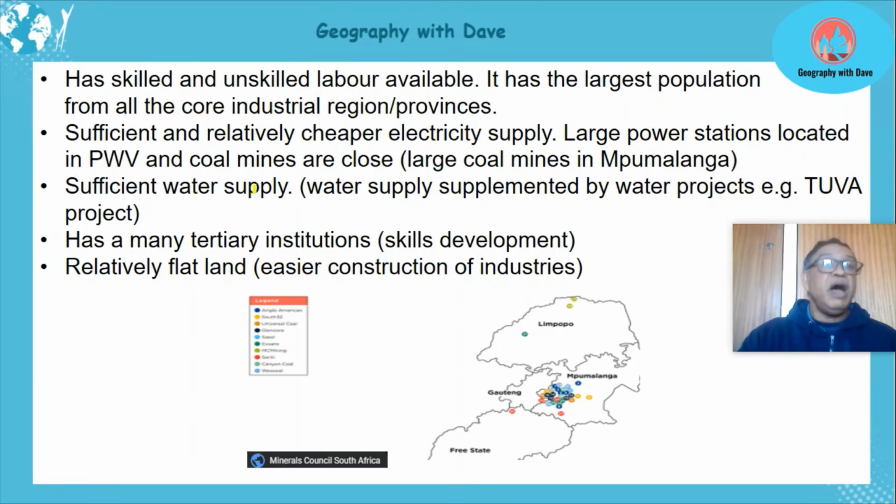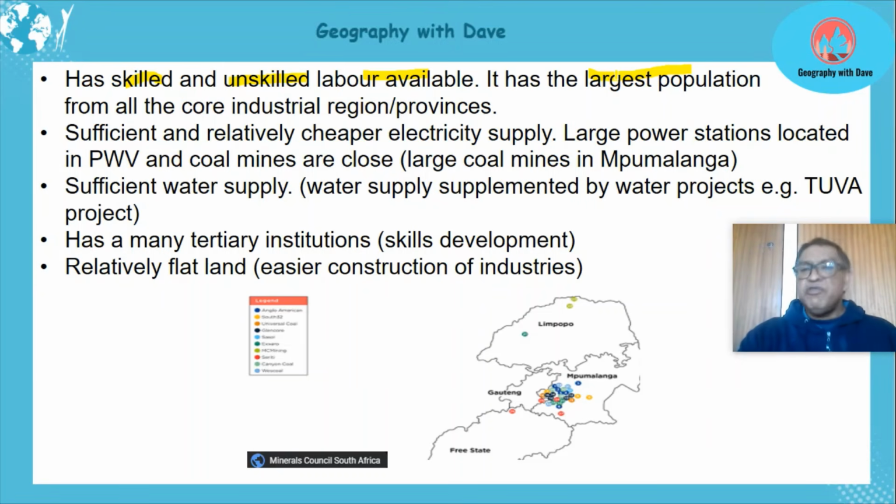Okay, now this area has skilled and unskilled labor available. And we must remember it has the largest population of all. So skilled and unskilled labor is available, right there with so many million people. You have enough labor available in your area.